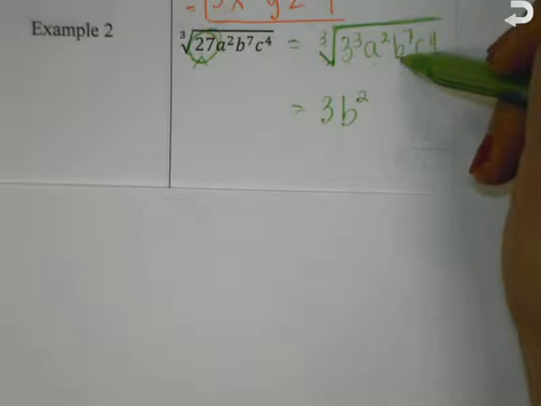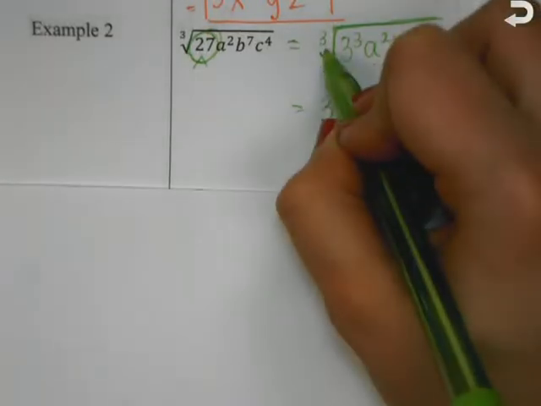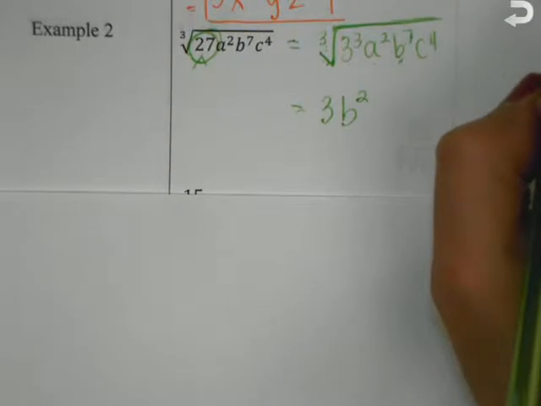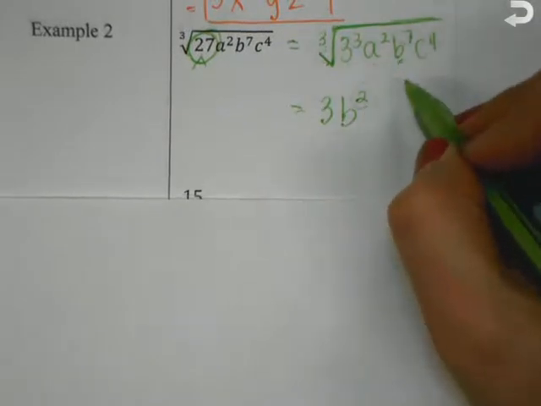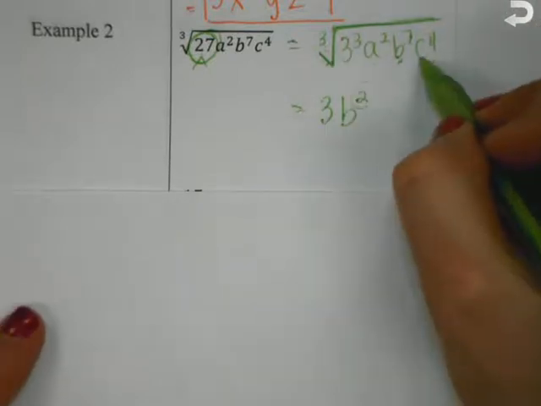Well, let's think about it. What's 7 divided by 3? 2, remainder 1. So we can pull out b squared, but there's a remainder of 1, so it has to stay inside. What about c to the 4th? 1 c, and how many are left over?